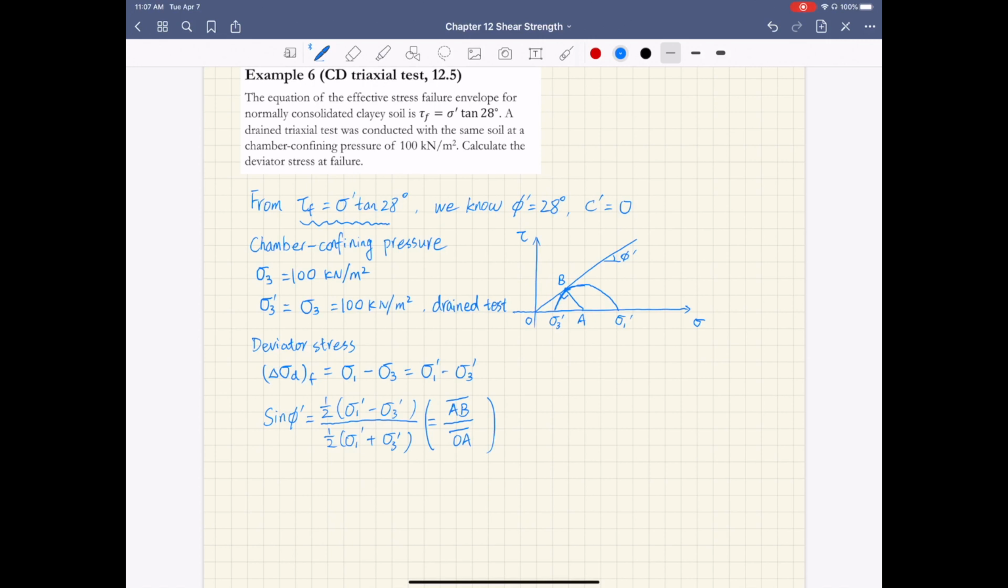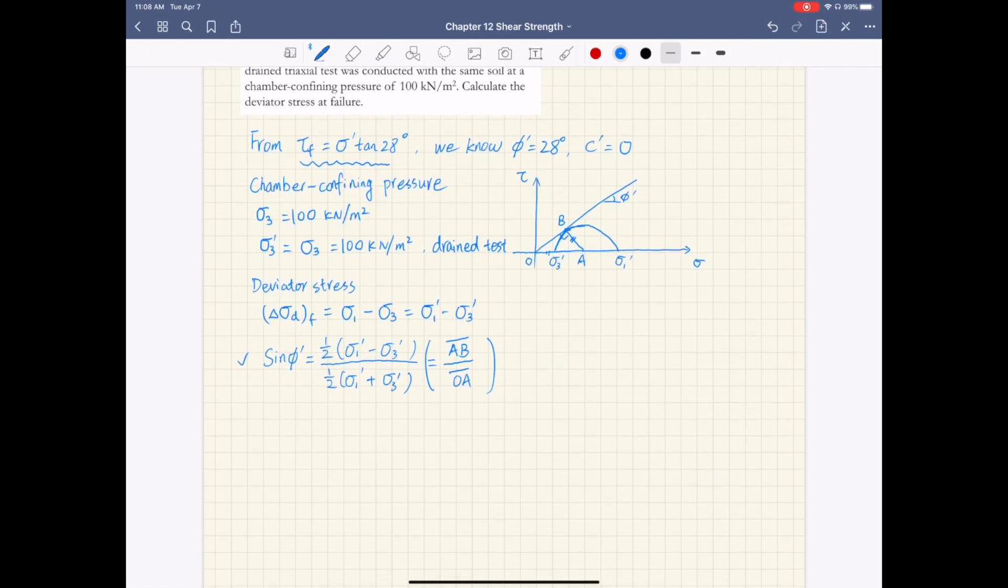And to get sigma 1 or sigma 1 prime, we're going to use this expression for the sine of friction angle phi prime. This expression, we derived previously, and it's based on this Mohr-Coulomb failure envelope tangent to the Mohr circle. So sine phi prime is AB over OA. AB is the radius of the Mohr circle, 1 over 2 times sigma 1 prime minus sigma 3 prime. And OA is the center of the Mohr circle, 1 over 2 times sigma 1 prime plus sigma 3 prime.